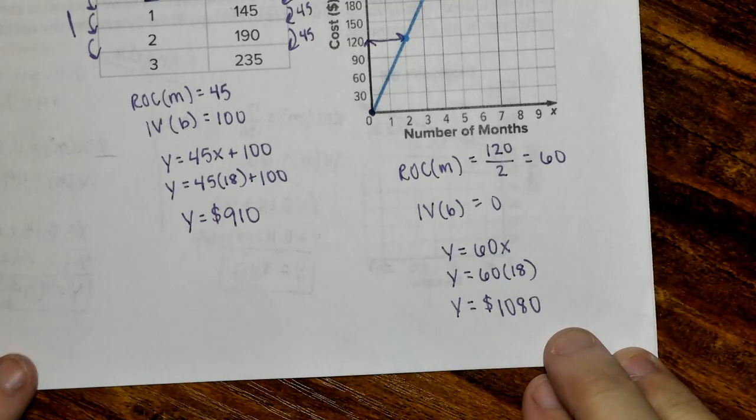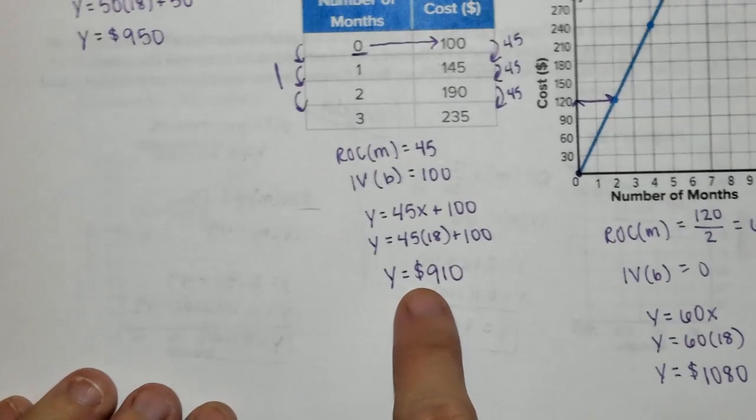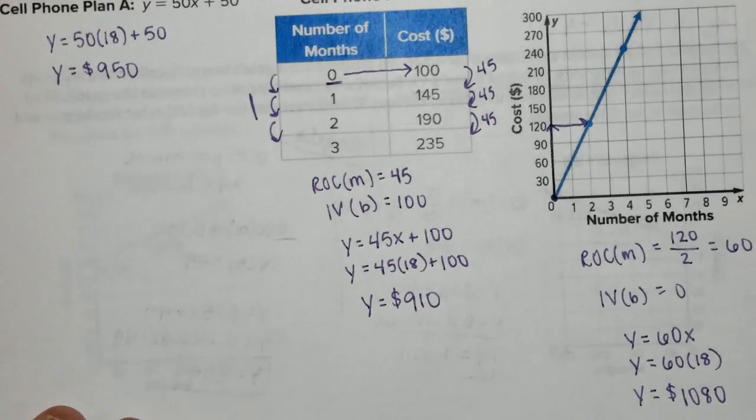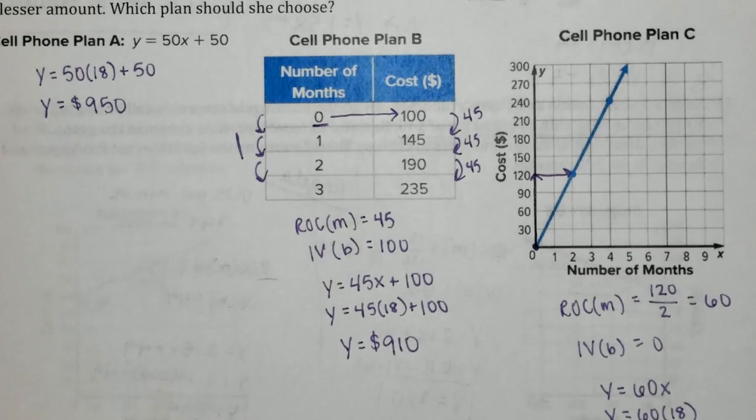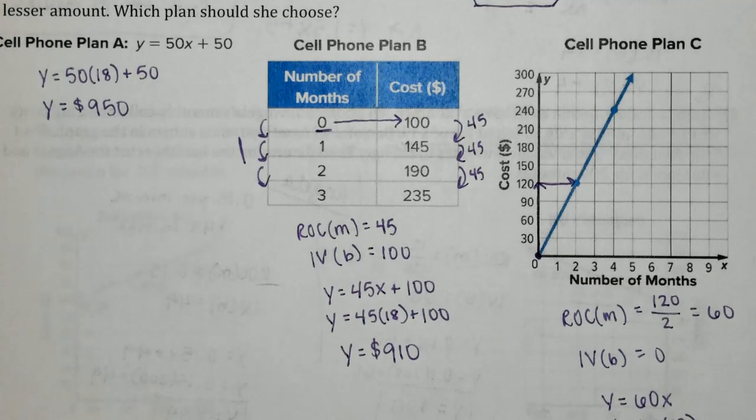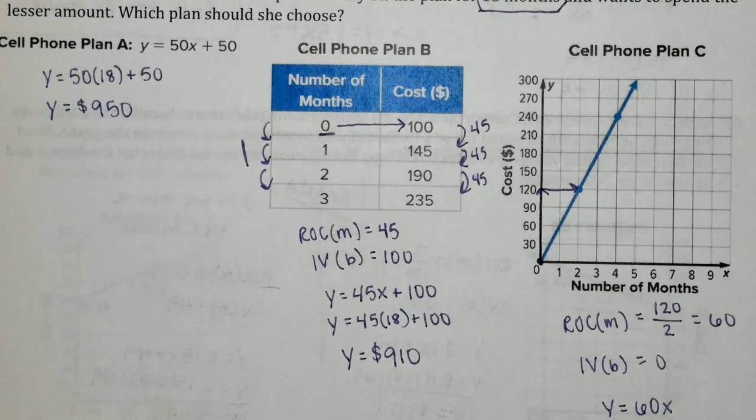Looks like this time I've got 1,080, 910, 950. She wanted to spend the lesser amount, and it asked which plan should she choose. We're going to say cell phone plan B. We'll just say plan B.